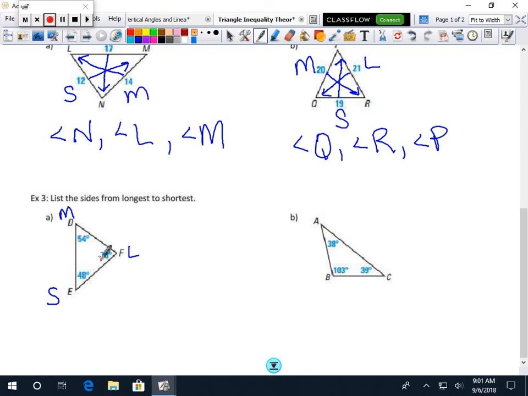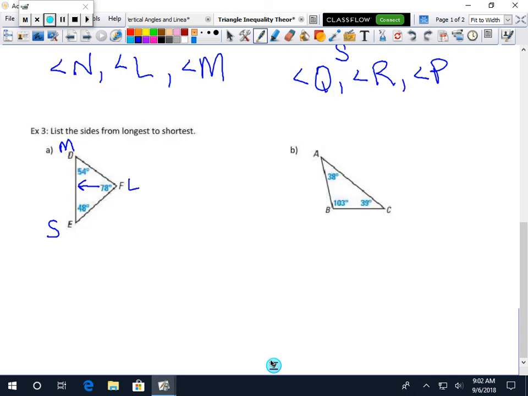Across from the largest angle is my longest side. So for the longest side, this would be side DE, or you could write the reverse and write ED. The medium angle, 54, is going to be across from the medium side, which would be side EF. And across from the smallest angle would be the smallest side, which would be side DF.